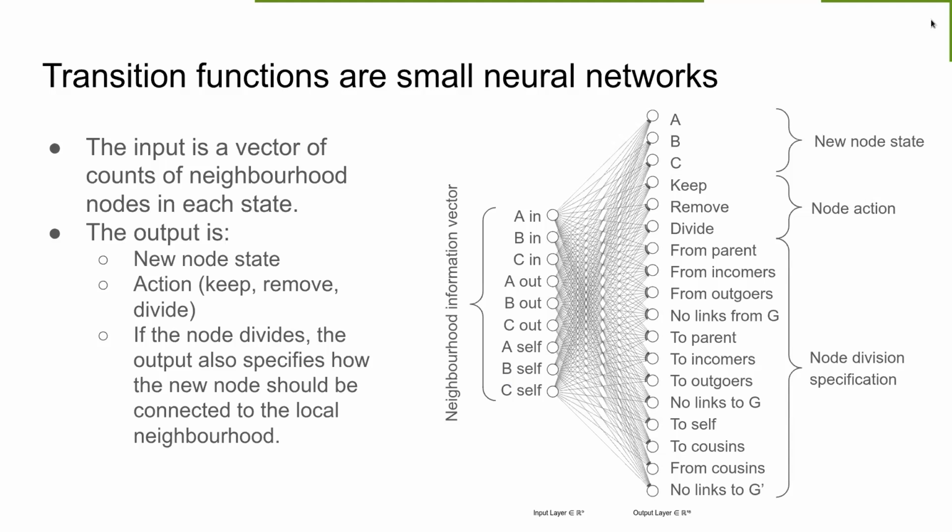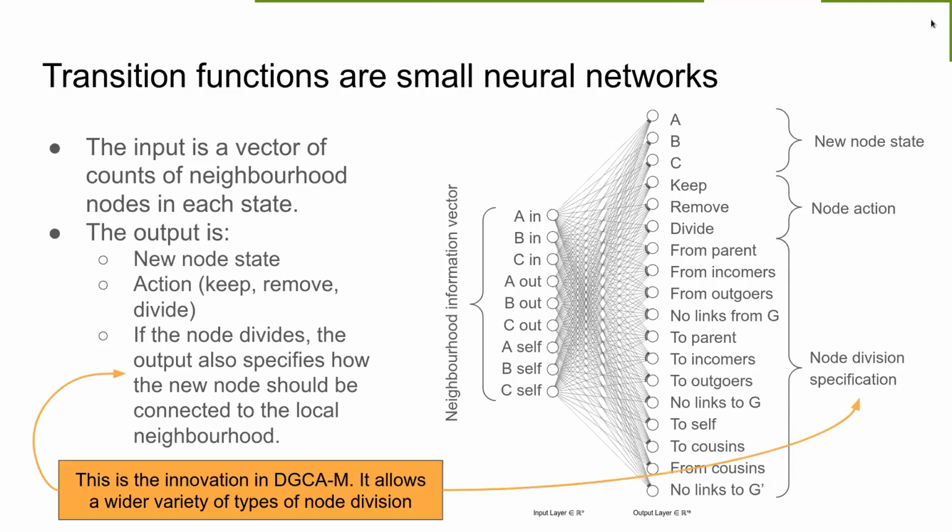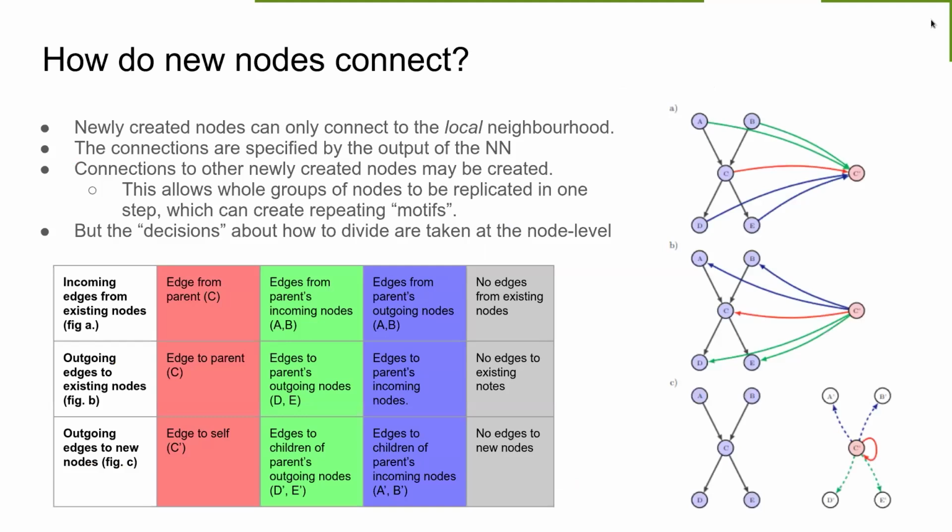And then the additional thing we've introduced in this updated model is a specification of, if the node does divide, how that node should be connected up. And that enables lots of variation in the way it can be wired in. This is explained in excruciating detail in the paper, but I'll briefly introduce the set of allowable edges.